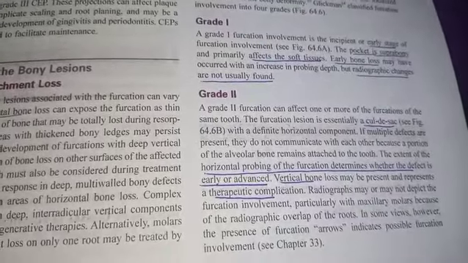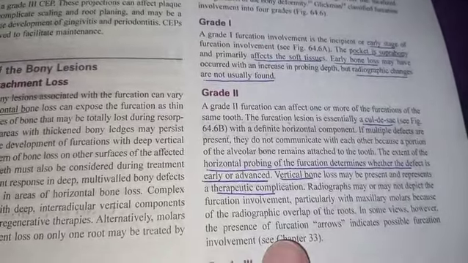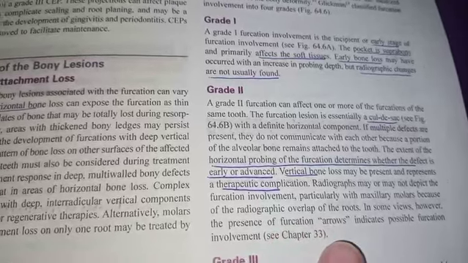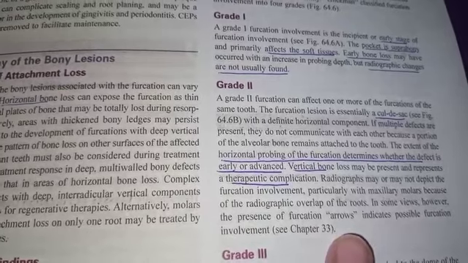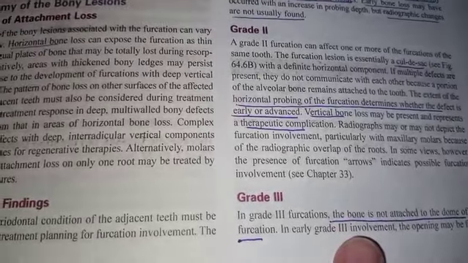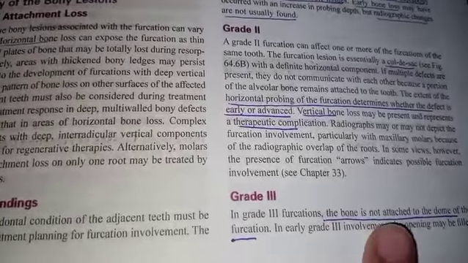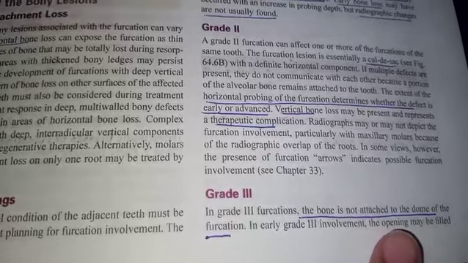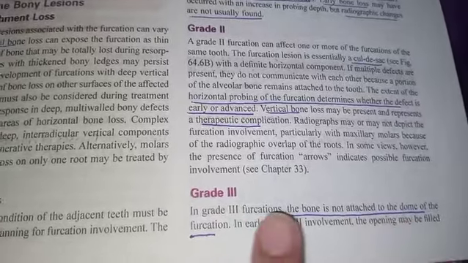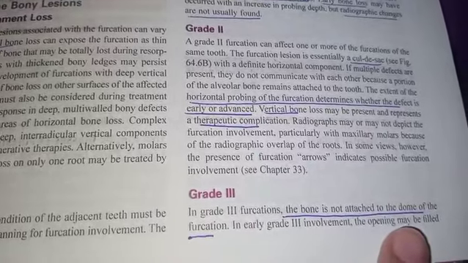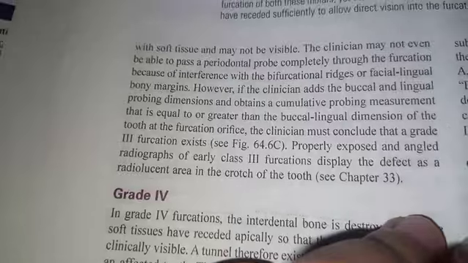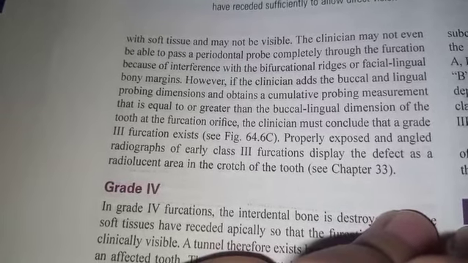they are saying that on the next page I will show you a diagram in which there will be furcation arrows that indicate the possible furcation involvement. Now, in grade 3, the bone is not attached to the dome of the furcation. Bone is not present and the opening may be filled with soft tissues or may not be visible. The clinician may not be able to pass.